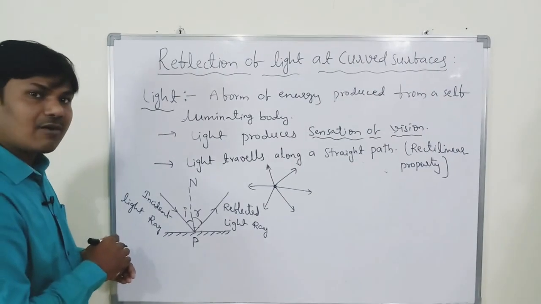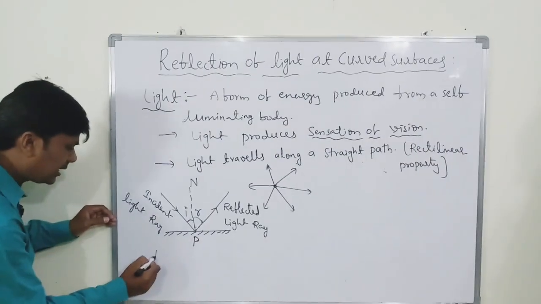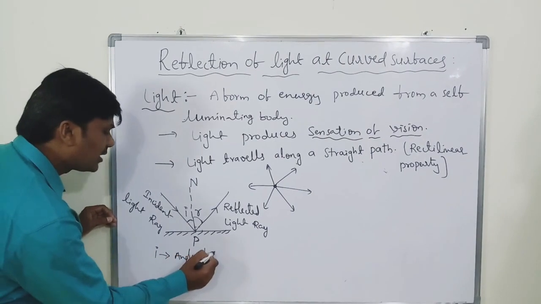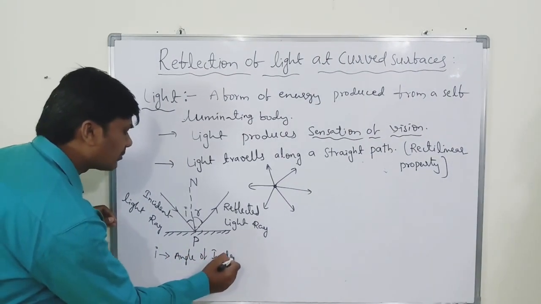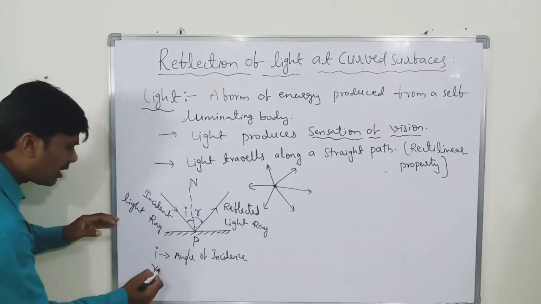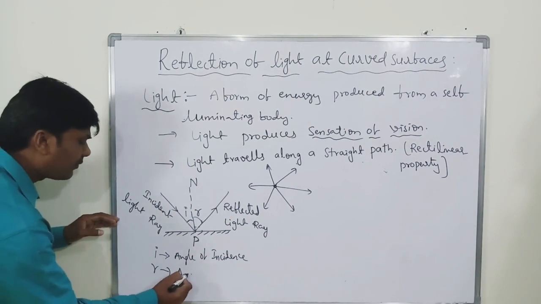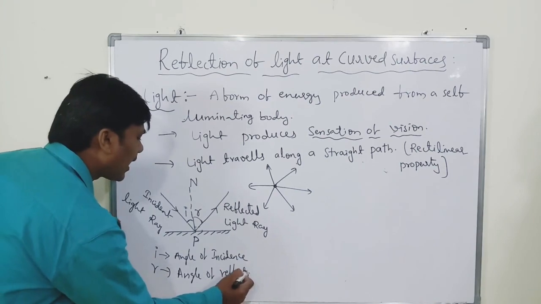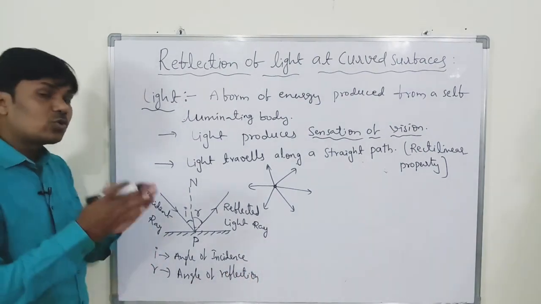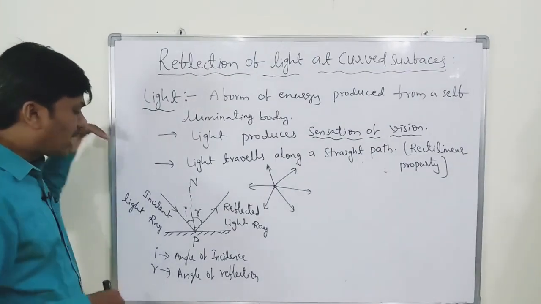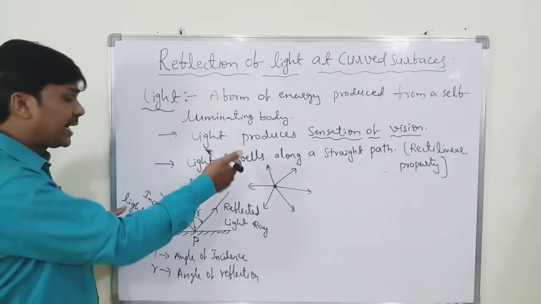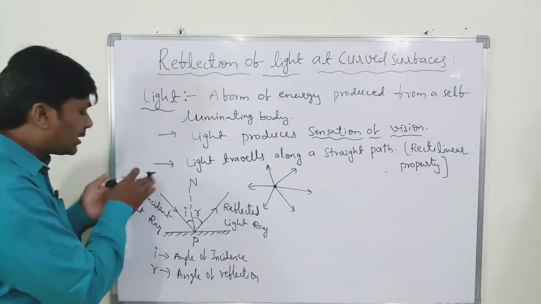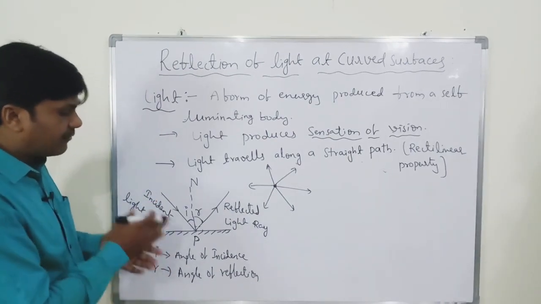R means angle of reflection. Here I means angle of incidence. And what is R? R is angle of reflection. So to measure the directions, how the light ray is incident and in which direction the light ray is reflecting back, if you want to know all these things, we need to measure the angle of incidence and angle of reflection.